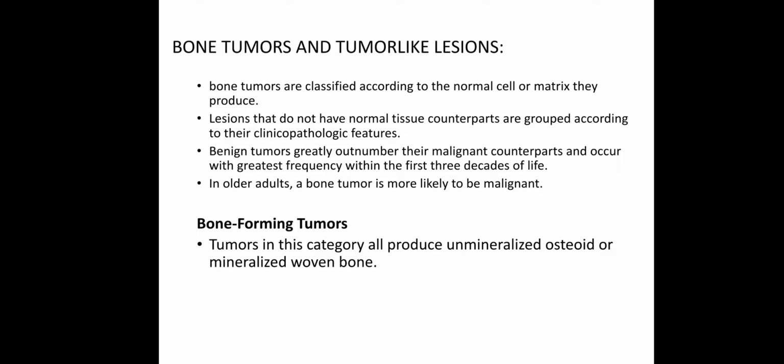Lesions that do not have normal tissue counterpart are grouped according to their clinical pathological features. Benign tumors greatly outnumber their malignant counterpart and occur with greatest frequency within the first 3 decades of life.